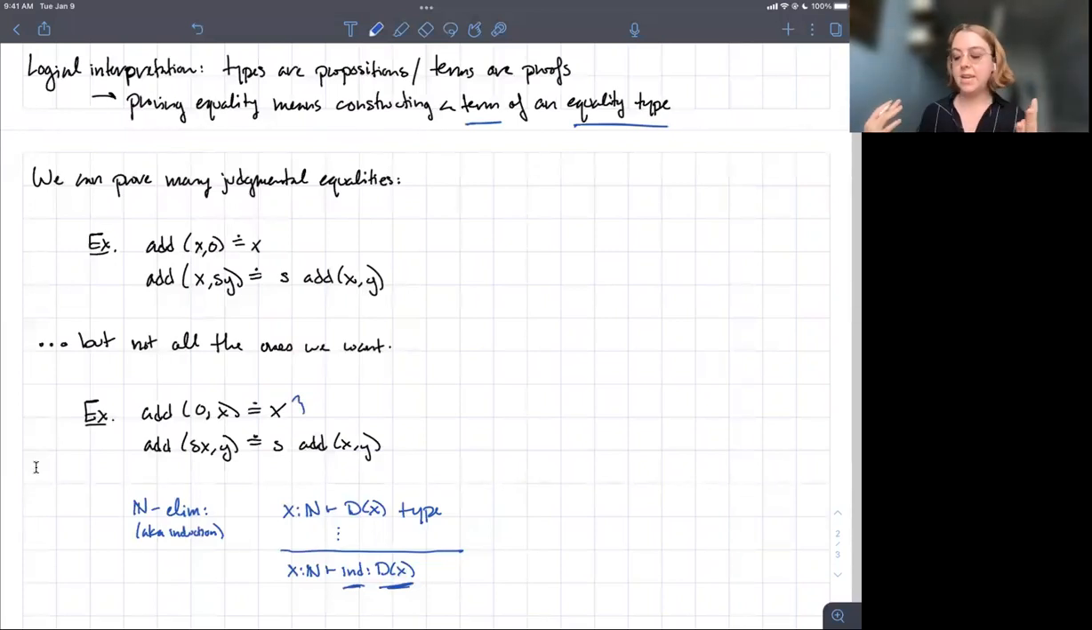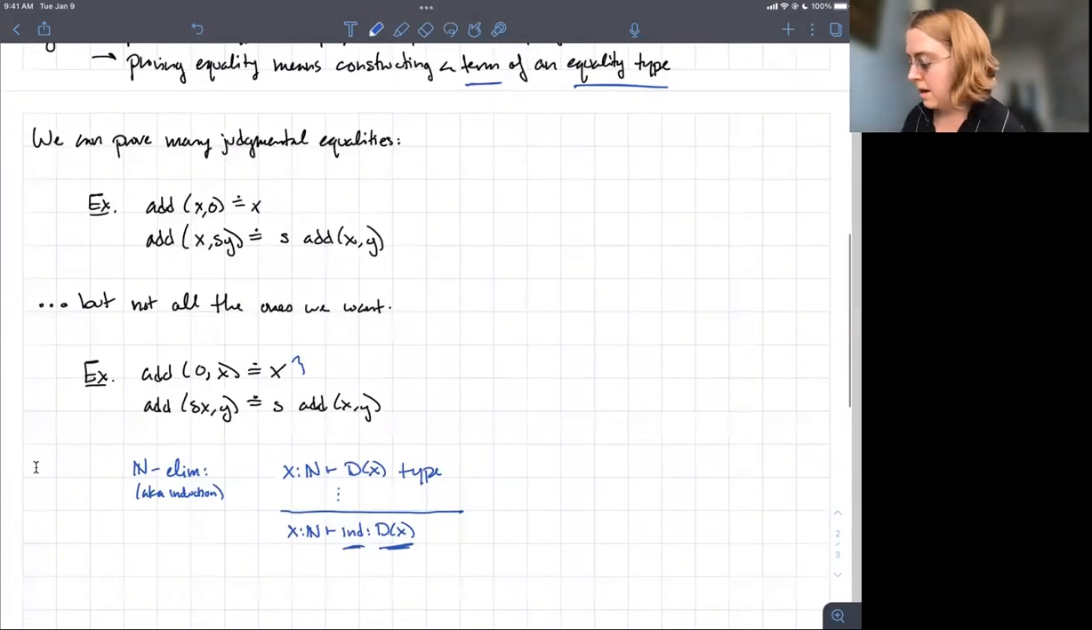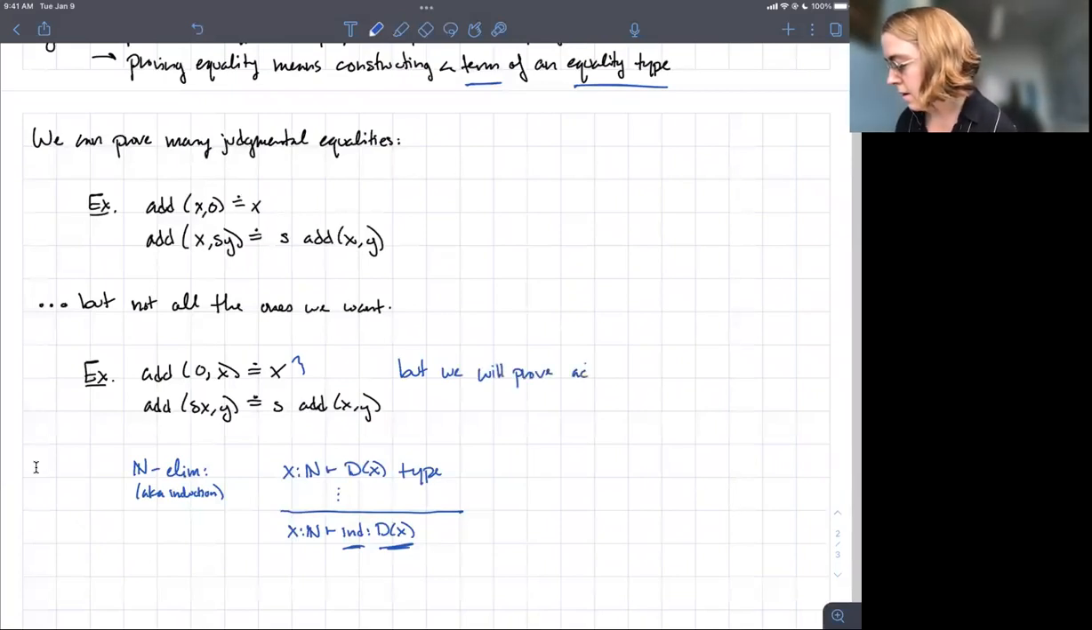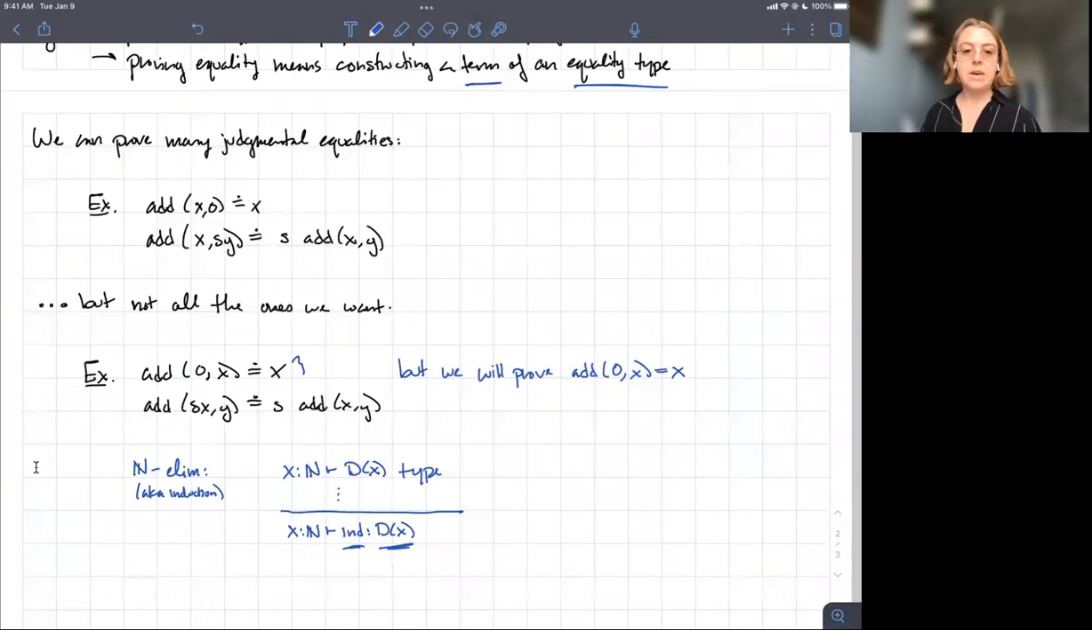Okay, and we will indeed be able to prove the propositional version of this. We will be able to prove that add 0 x is propositionally equal to x. And similarly for the line below about successors, but we're not going to do that in this lecture. We will just see the example for add 0 x.